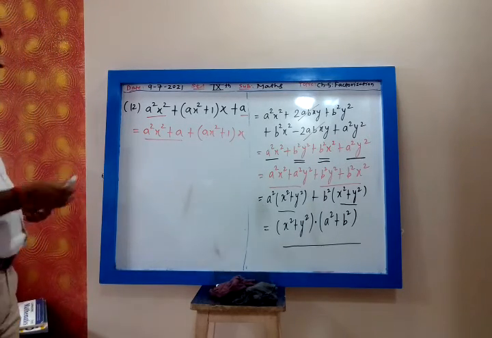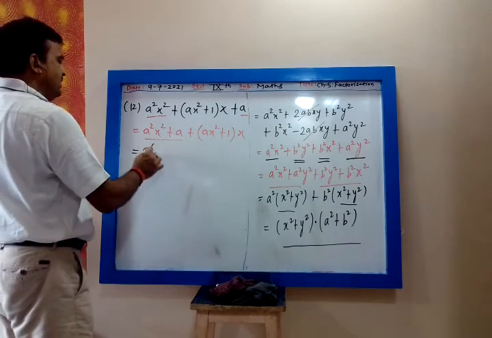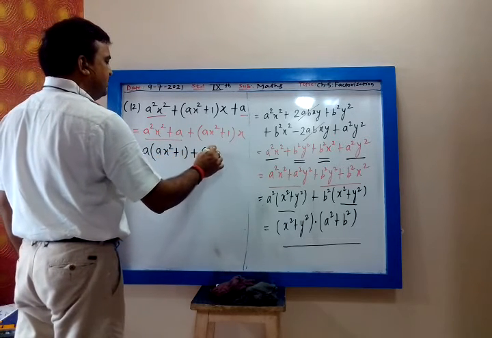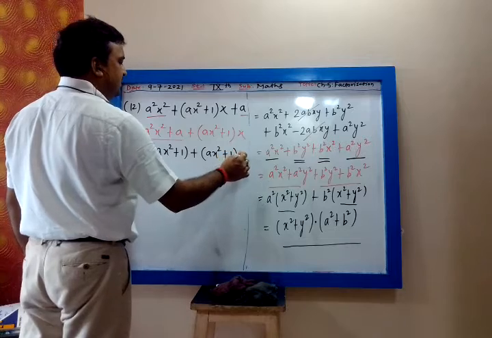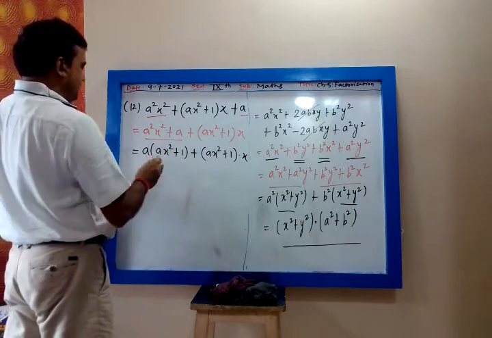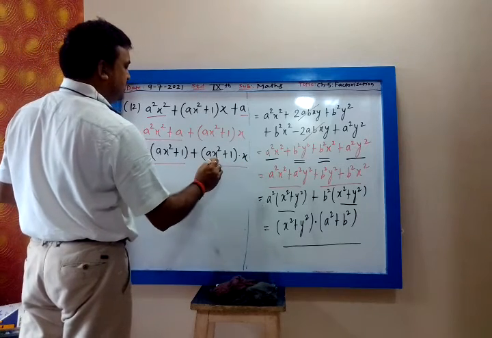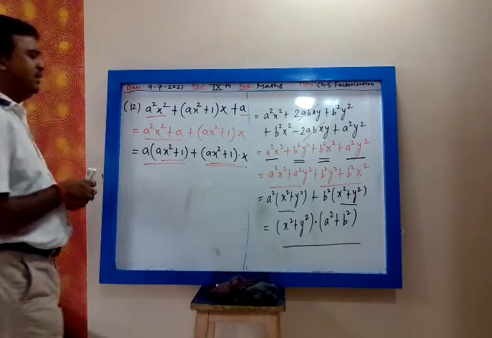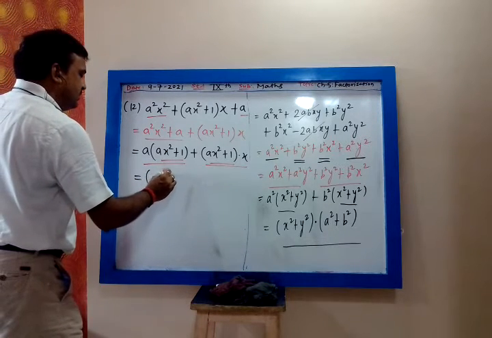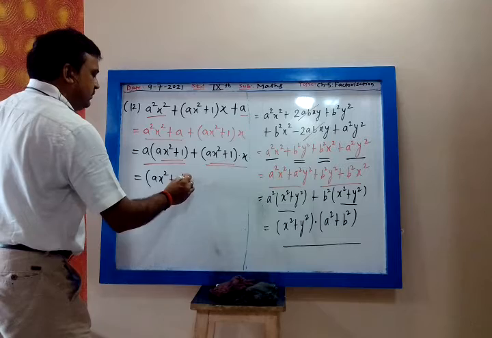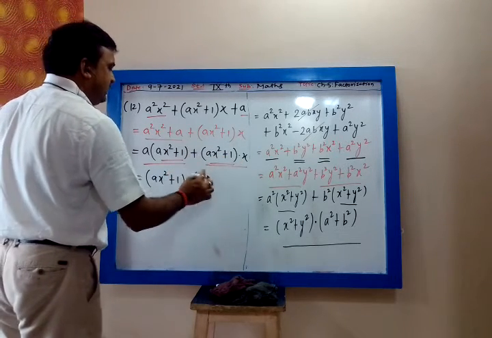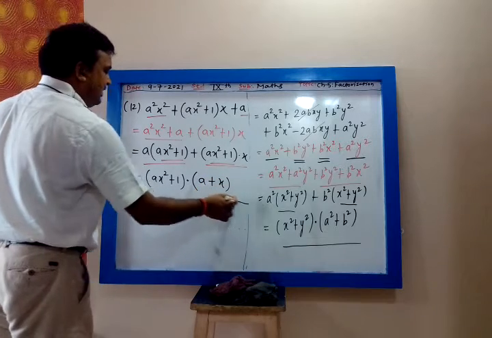Now what is common in them? a is common. So what is left? ax square plus 1, plus (ax square plus 1) into x. Now this is one term, this is the other term. Between these two terms, ax square plus 1 is common, so I can take it common. Then what is left in the first bracket? a. What is left in the second bracket? x. But it is plus, so a plus x. And this is the answer.